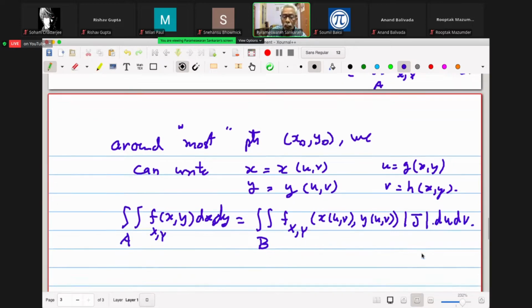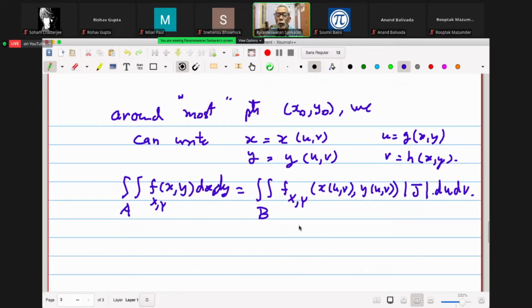So this is from calculus of several variables, which you are probably learning this semester, but I need to use it anyway. Where the Jacobian is J of (x, y) with respect to (u, v). Mind you, this must be a function of this. And why put the modulus here?